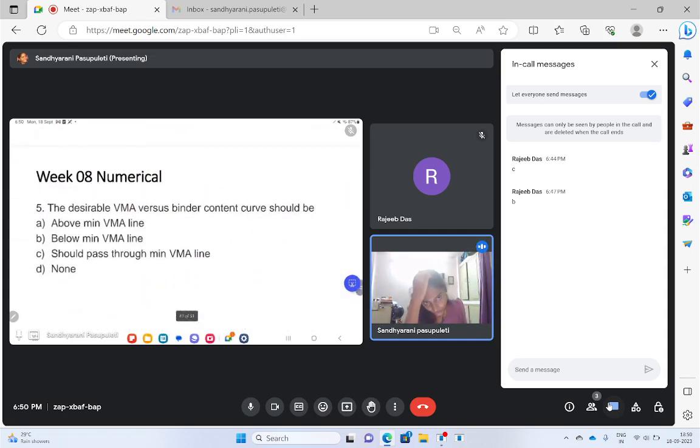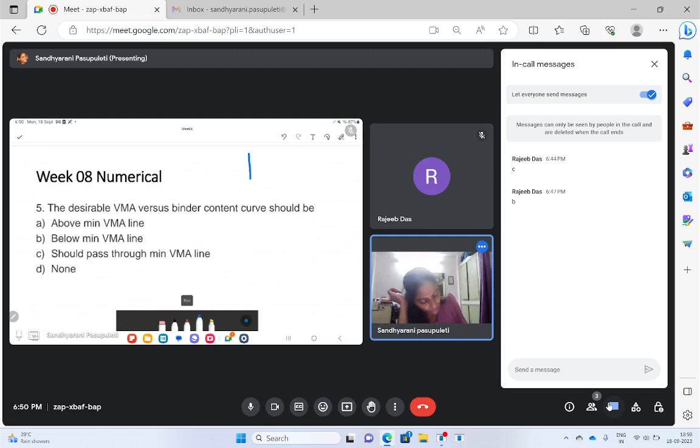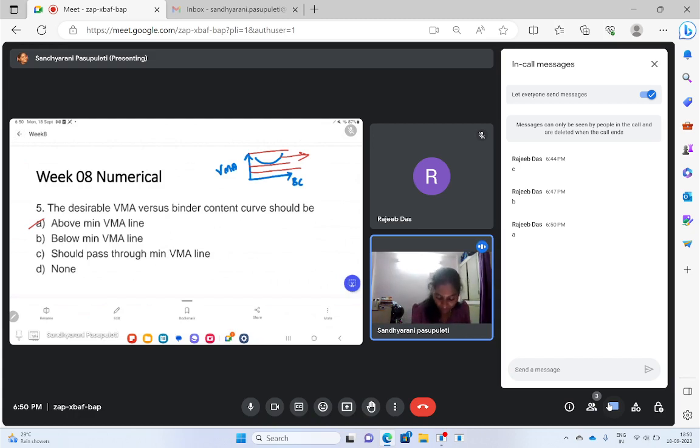And if we see the fifth question, the desirable VMA versus binder content curve should be... This curve should be above the minimum VMA line. The options are that it should be above, below, or should pass through. So our VMA curve should always be above the VMA line. Yes.